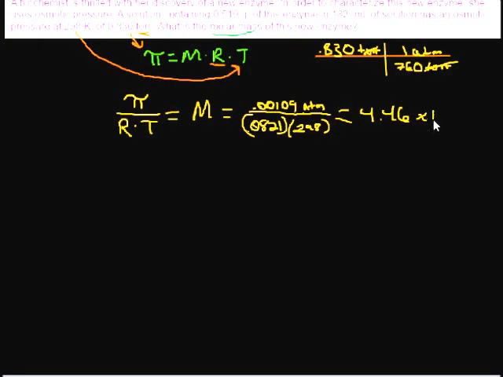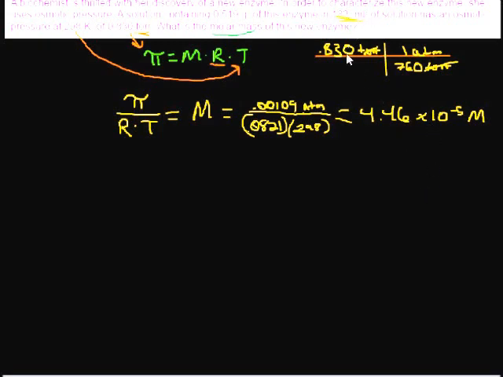4.46 times 10 to the negative fifth. And that's the molarity. That's the concentration. So, now we have the concentration. How do we figure out the number of moles? Well, no. Let's think of it this way.